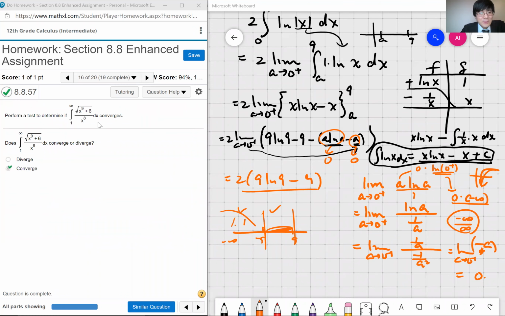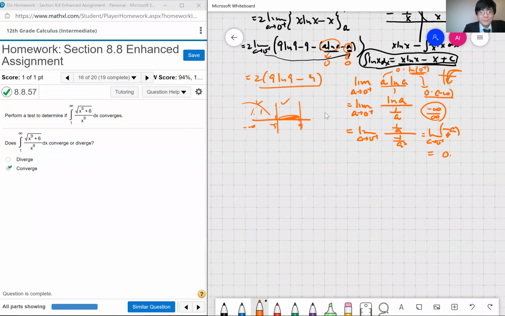Okay, number 16. This one is asking for a test to determine whether this is converging or diverging. This is just a multiple choice, so if you try one and fail, then another one must be correct. So let's do the antiderivative first, because the antiderivative is not actually obvious here. We might want to use some kind of technique to integrate.